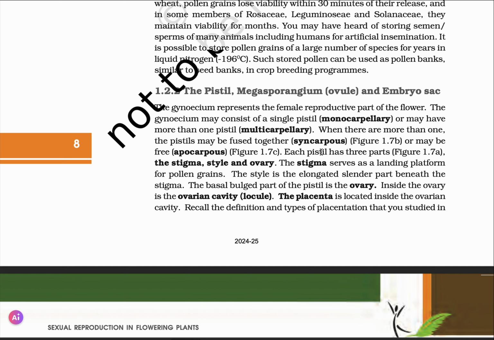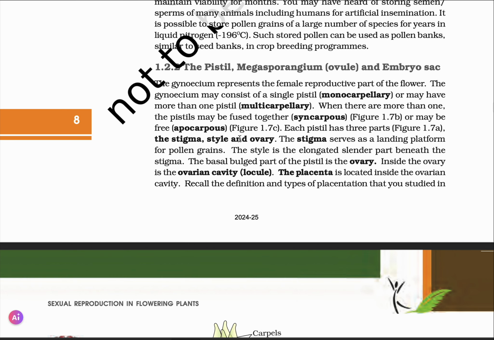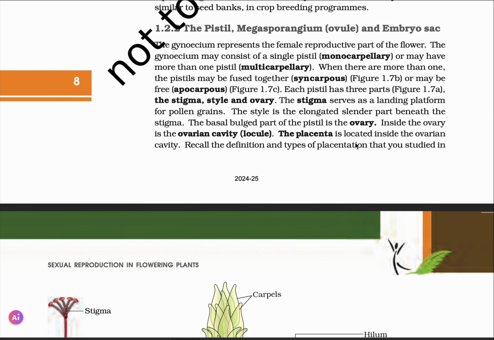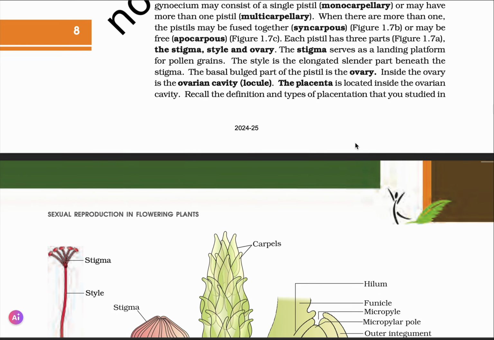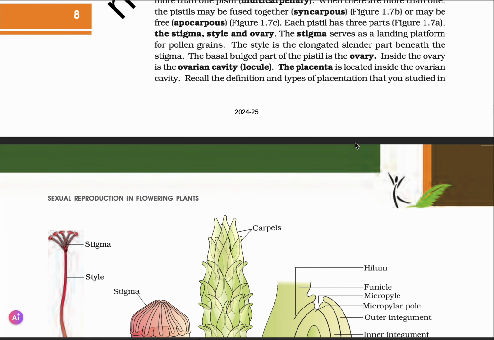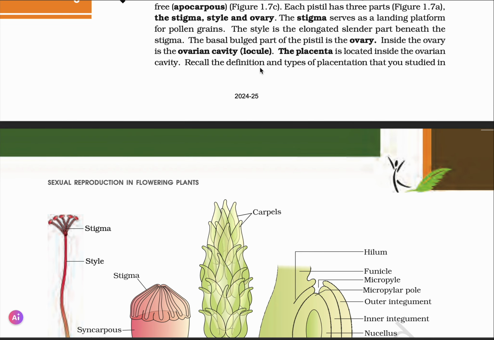Then each pistil has three parts: the stigma, style, and ovary. The stigma serves as the landing platform for pollen grains. The style is the elongated, slender part beneath the stigma, and the basal bulged part of the pistil is the ovary. Inside the ovary is the ovarian cavity, which is the locule. You need to remember that. What is the ovarian cavity called? It is the locule, and it is inside the ovary. The placenta is located inside the ovarian cavity, which is the locule.